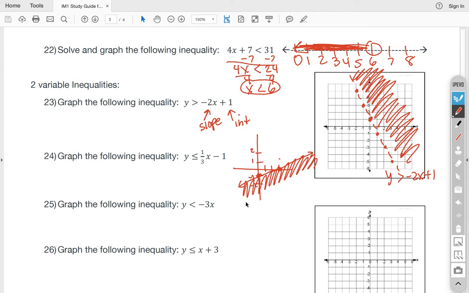Okay, on number 25, we could probably put it over here. We're going to have a y-intercept of 0 because there's no number over here. So we're going to start at the origin, 0, 0.